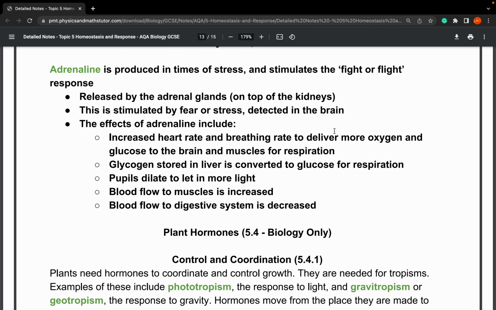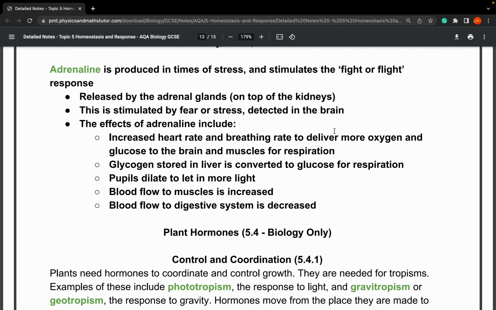Same for adrenaline. It is produced at times of stress, producing the fight or flight response, released by the adrenal gland. This is stimulated by fear or stress detected in the brain. Effects of adrenaline: it increases the heart rate and breathing rate, delivering more oxygen to the tissues. Glycogen stored in the liver is changed to glucose so that you have enough power to run. And pupils dilate. Why do pupils dilate? So that you get more light into the eyes and can see better.